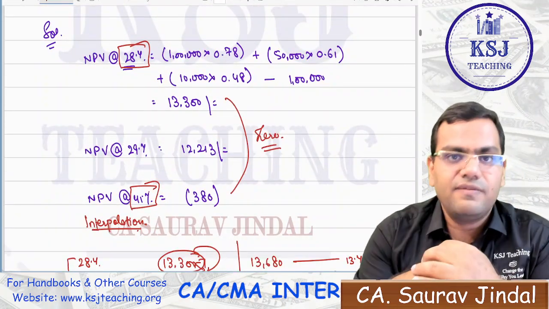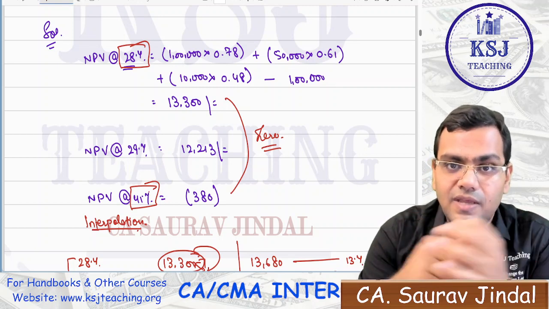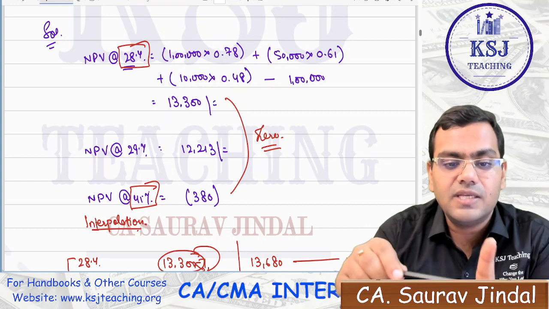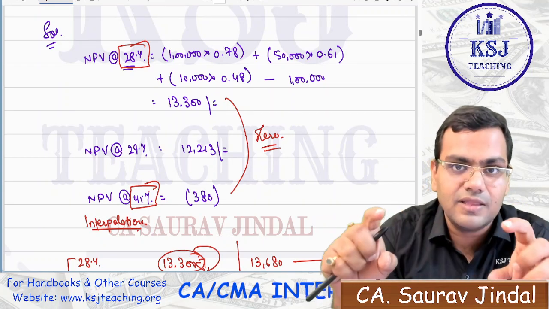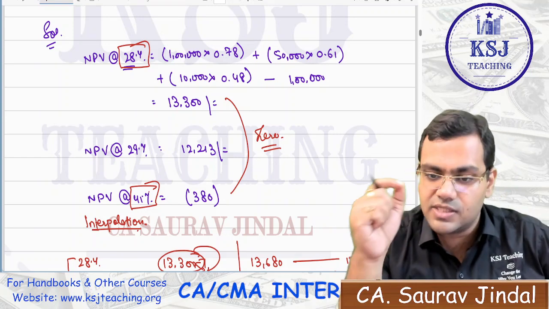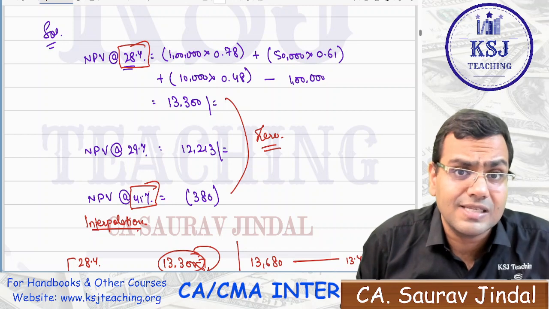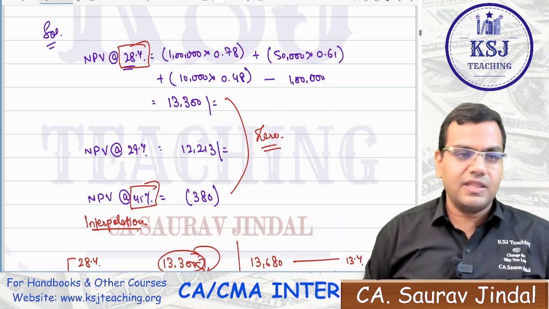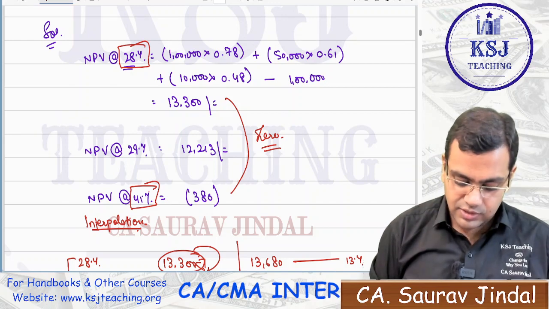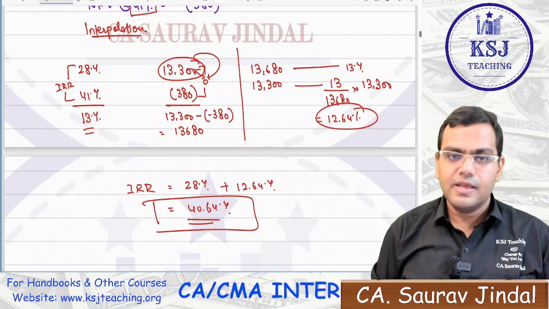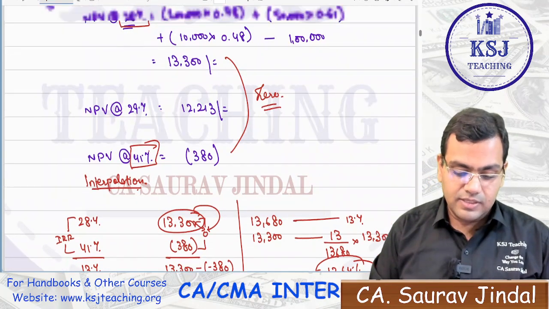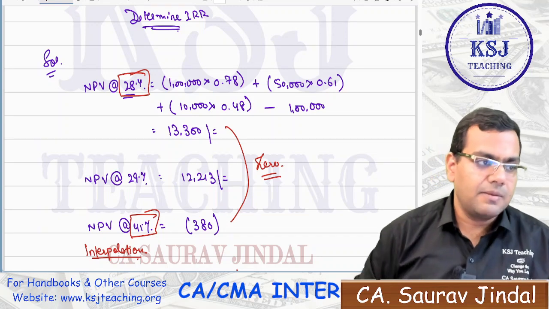Very simple steps. Listen to it very carefully. In case of IRR, take any discounting rate and calculate the NPV at that. You need two NPVs: one, a positive NPV, second, a negative NPV. The IRR will be somewhere between the two, where the NPV is zero. The zero will fall between the positive and the negative values. This is very simple mathematics. All of you have studied it in smaller classes, isn't it? Once you have calculated the positive NPV and the negative NPV, the next step is interpolation. This is how the interpolation will take place. So your IRR will come to 40.64%. If you take some other values instead of 28-41%, some variation in the answer can be there in case of IRR.